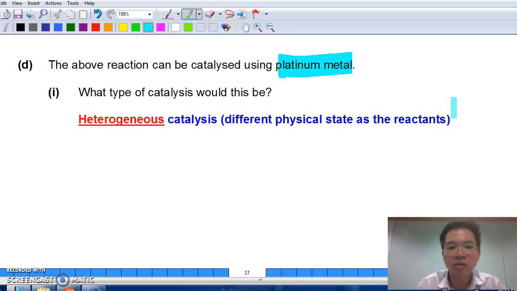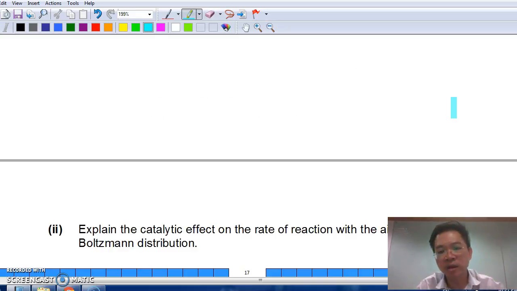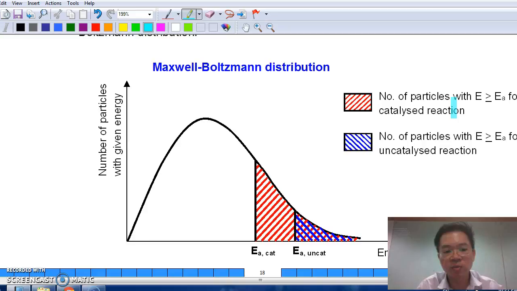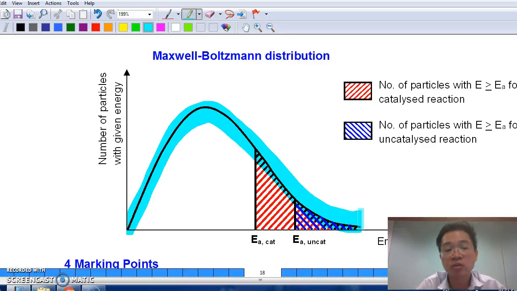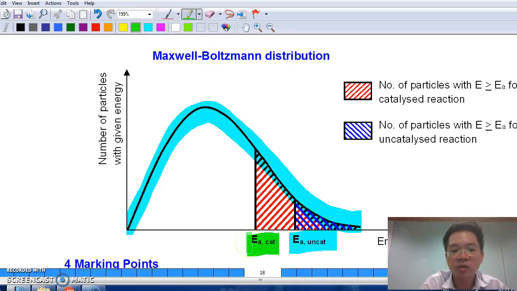Part 2 wants you to use a Maxwell-Boltzmann distribution curve to explain why the use of catalyst increases the rate of reaction. As you can see, there's only one curve, compared to a temperature curve where there are two. What a catalyst does is that it changes the EA from an original EA to a new EA. So you see that there are more particles underneath the curve that have energy above EA.